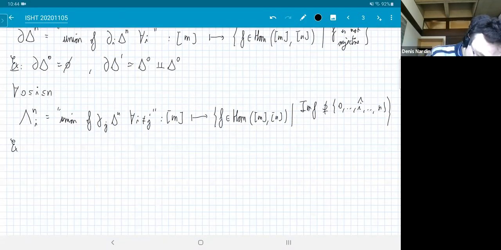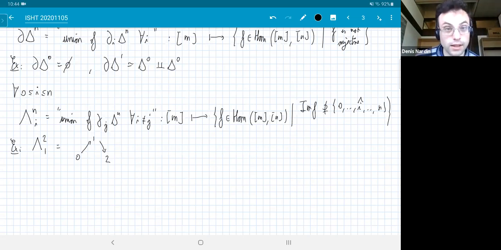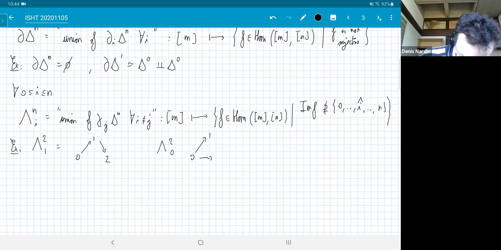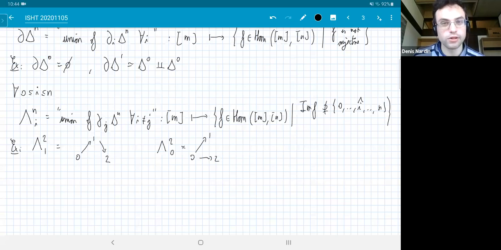And so, for example, Lambda^2_1 is something I need to draw like this. It contains only the face opposed to the second vertex and the face opposed to the zeroth vertex, but not the face opposed to the one vertex. And Lambda^2_0 instead is this guy. It contains the face opposed to the first vertex and the face opposed to the second vertex, but not the face opposed to the zeroth vertex. And you can enjoy yourself and draw higher dimensional things if you're able to.